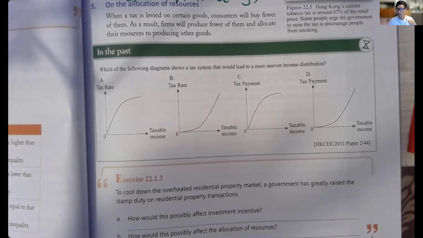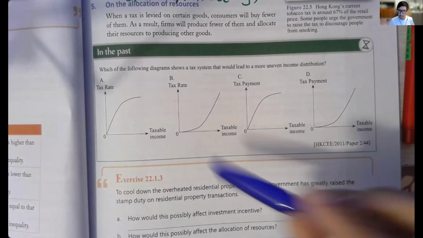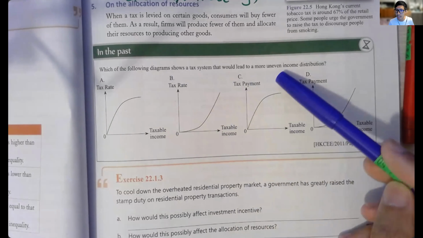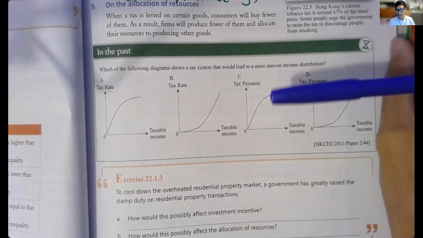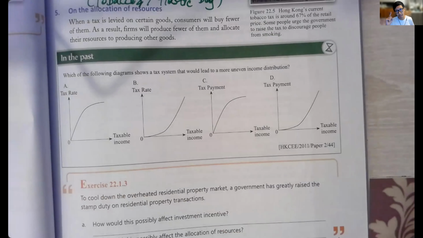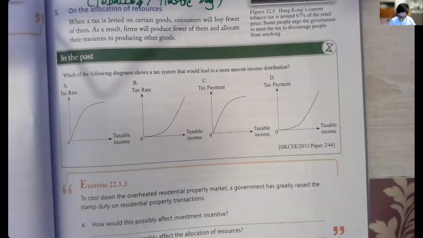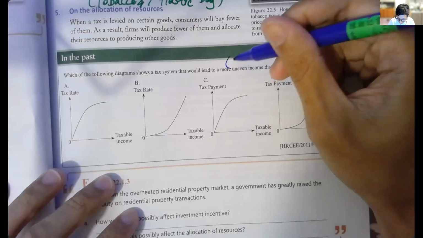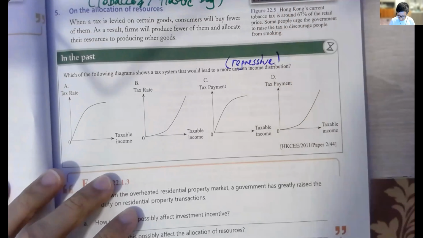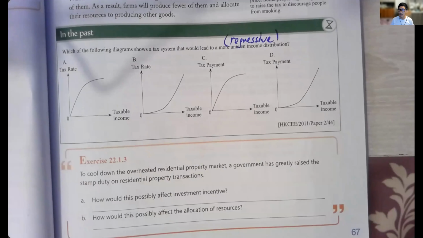Alright, I assume you have paused the video and done the question on your own, right? Now let us look at this question, right? Which of the following diagram shows a tax system that will lead to a more uneven income distribution? OK, 嗱，首先記返啦，OK, from chapter 14, which tax would make the gap wider? This one we are talking about must be a regressive tax, okay? Regressive tax. So let's see which one is a regressive tax, okay?